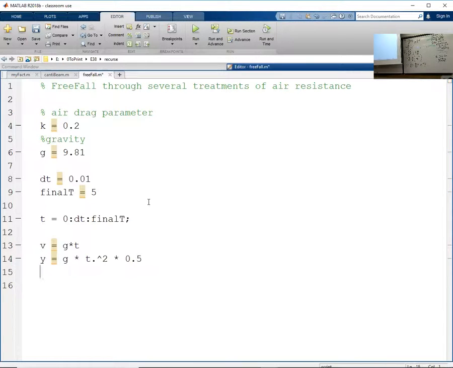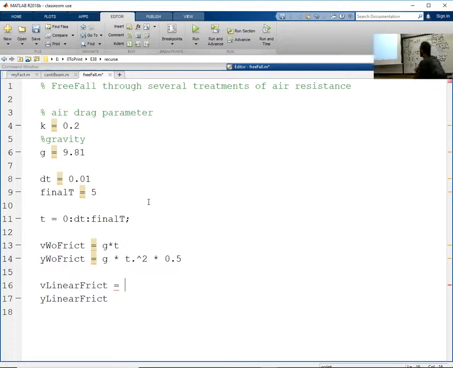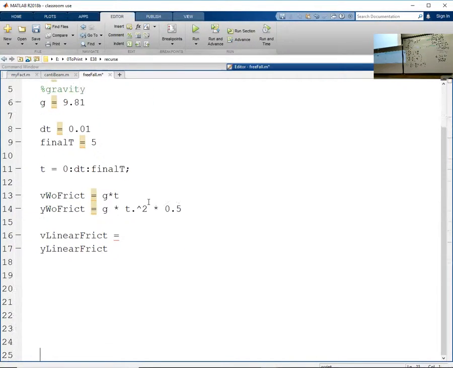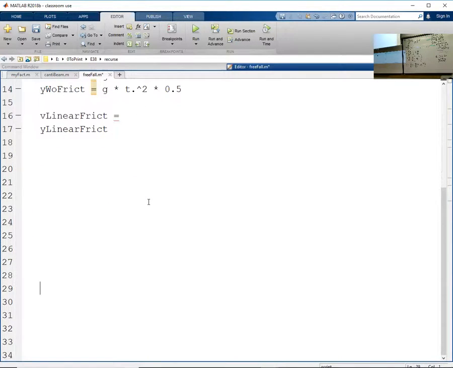Cool. So that's actually without friction, so let's be clear about that. Without friction. Okay, and then let's do y linear friction. So these equations look a little bit different. I've got this second one down here. See that up there?